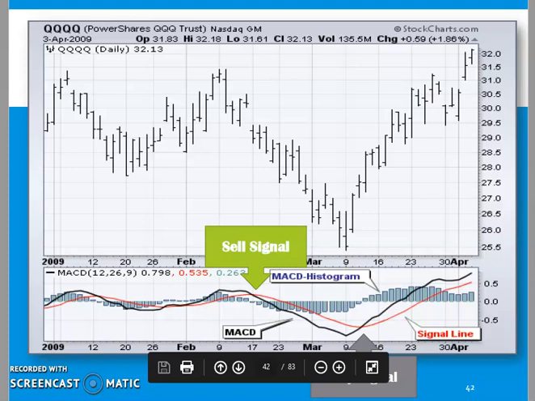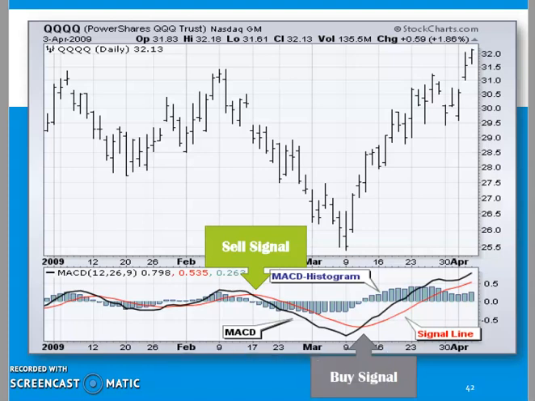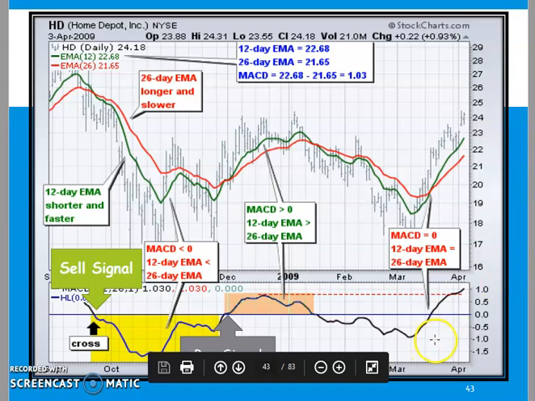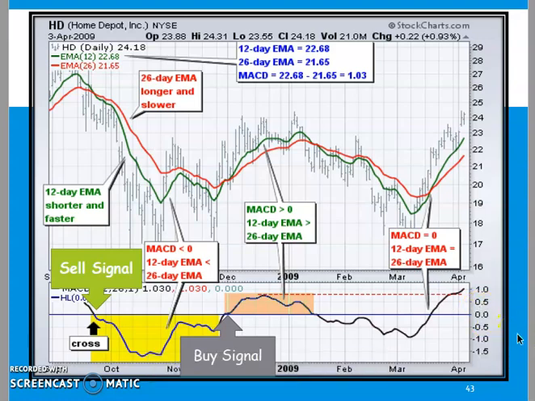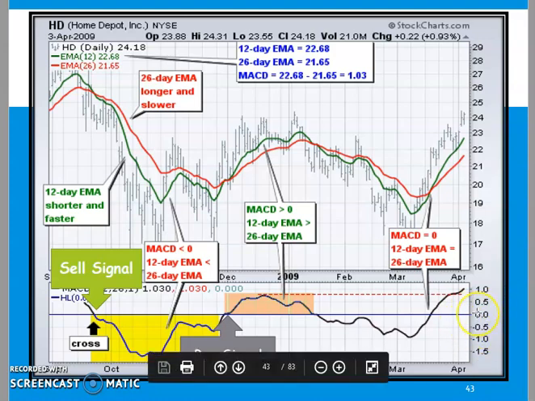Okay, the second crossover rule is by looking into the MACD line and the zero line. In this chart, we can see that the black line is the MACD line and we have a zero line, also known as the oscillator line. MACD is a non-bounded oscillator, so it doesn't have any maximum or minimum numbers. What it has is only a zero line.